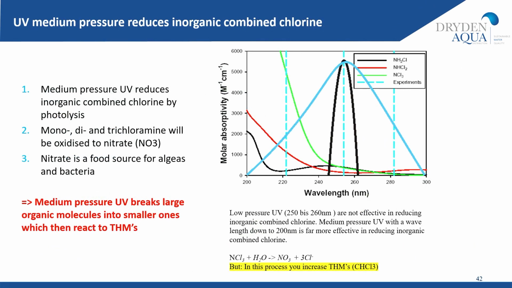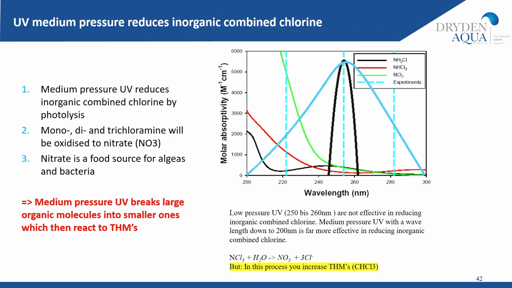Medium pressure UV reduces inorganic combined chlorine by photolysis. The monochloramines, dichloramines, and the trichloramine would be oxidized to nitrate. Well, nitrate is another source of food for algae and bacteria, so we don't really want these substances in our water. So medium pressure UV at face value might look like a great solution, but you need to dig deeper and understand the byproducts that are being produced by such a system.